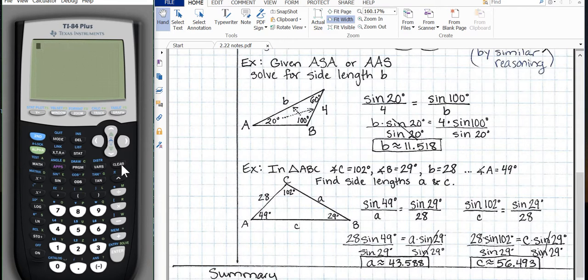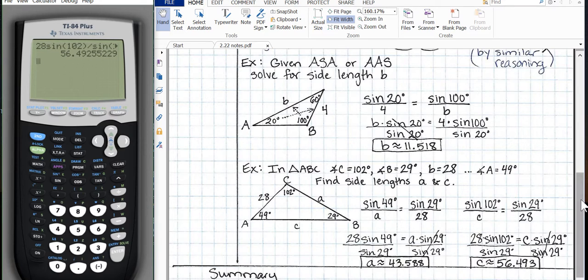Okay, so clear the calculator. We have 28 sine of 102. Close up those parentheses. Divide by the sine of 29 without hitting enter first. Just go ahead and do it all at once. There we go. And then our answer is right there, 56.493, rounded to the nearest thousandth.